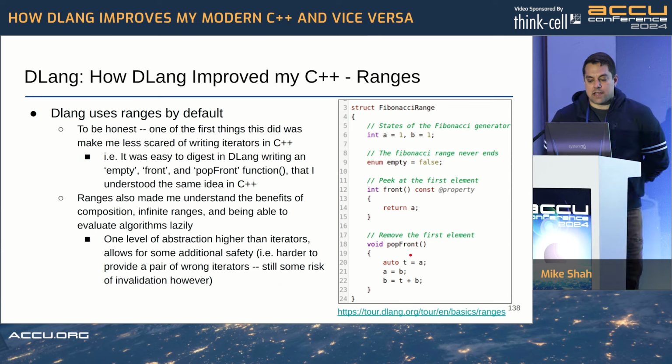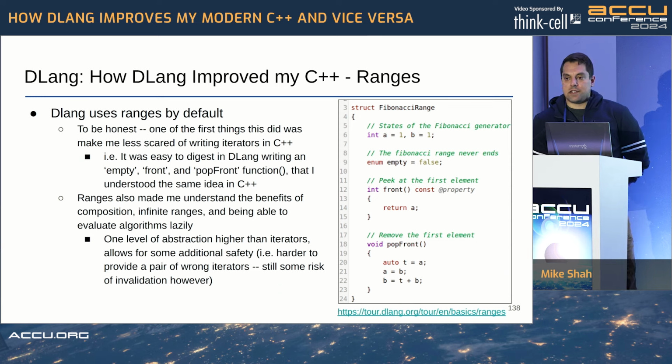And to be honest, as I started writing iterators in D, that made it less scary to try to understand the different categories and things in C++, all the different types. So I was just moving at a higher level of abstraction so that I could move lower. Again, something that you might consider as you're working in different languages.